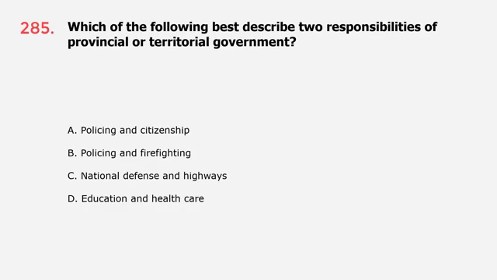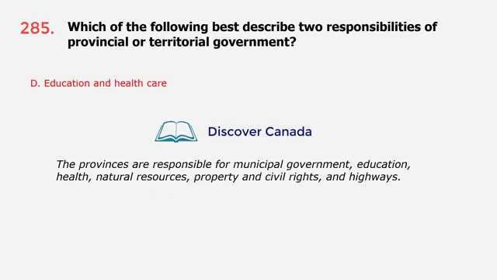Question 285. Which of the following best describe two responsibilities of provincial or territorial government? A. Policing and citizenship. B. Policing and firefighting. C. National defense and highways. D. Education and healthcare. The answer is D. Education and healthcare.